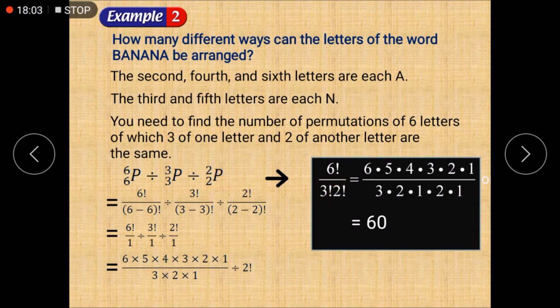2P2 is 2 factorial, 3P3 is 3 factorial, 6P3. This one we have shown before, in the previous example. After that you can see I can cancel off here. These 2 I simplify with the 4 here. So I will have 60. That means you have only 60 types of outcome. There are 60 ways of arrangement.